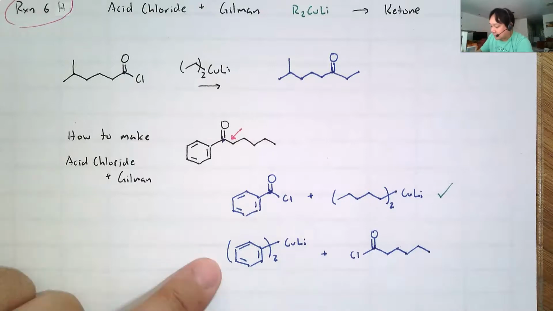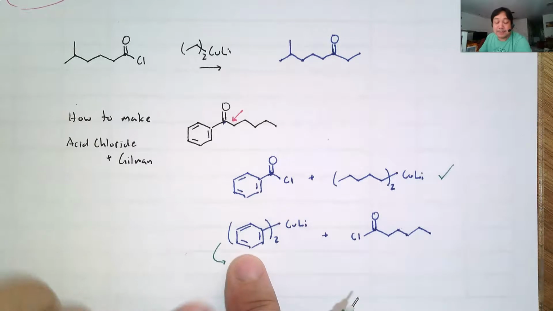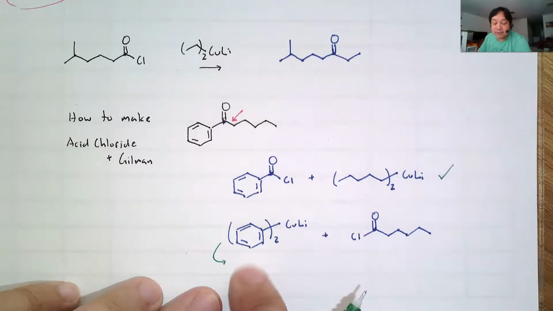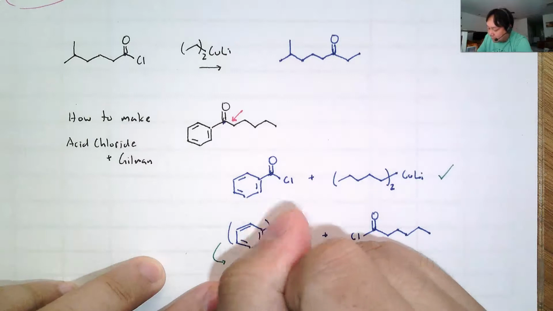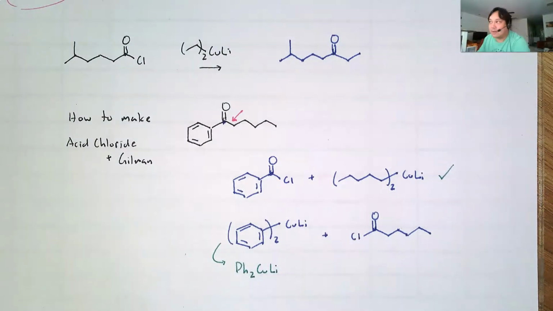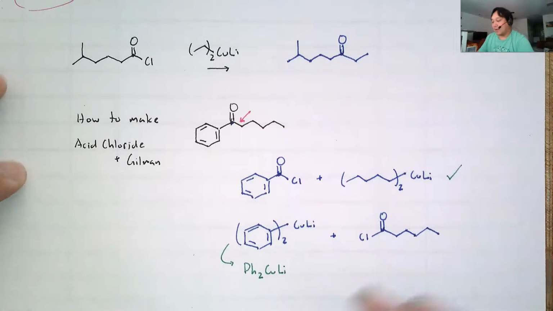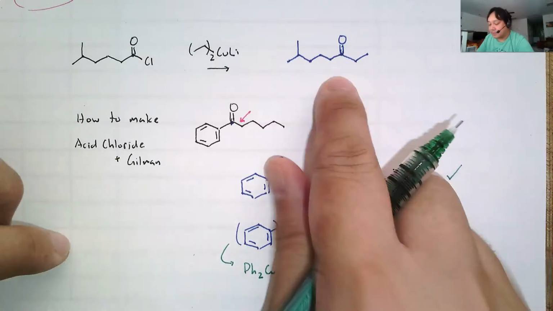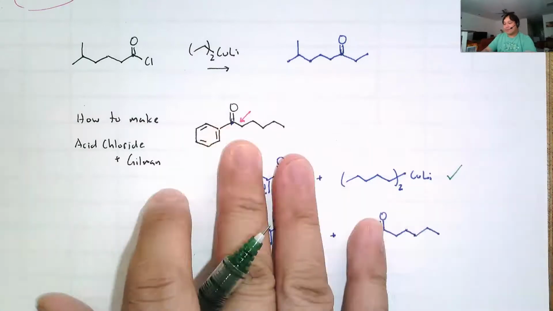Another way that you could write this, if you don't want to draw out a benzene ring, is that a benzene ring, when it acts as a substituent, is called phenyl. Literally, you could write Ph, 2 phenyl groups, copper lithium. That's a phenyl Gilman, so to speak. Okay. All right. Very interesting way to make a ketone. You don't need to know the mechanism if you are in my class.